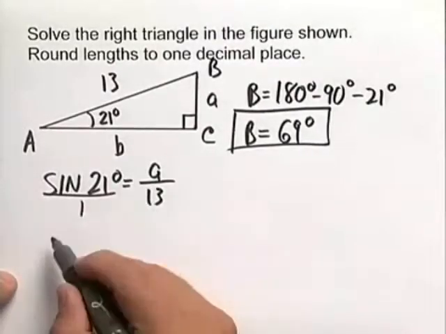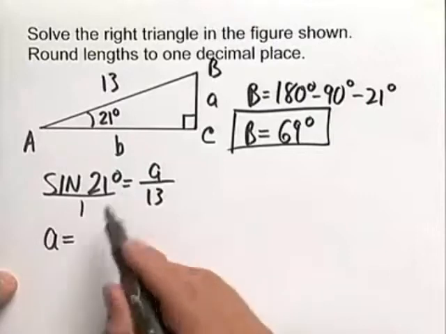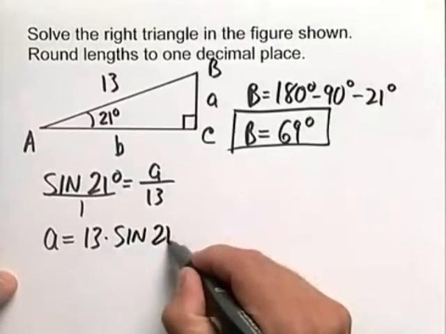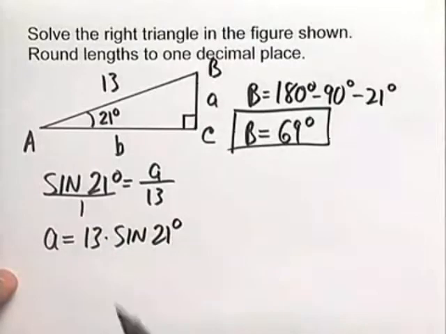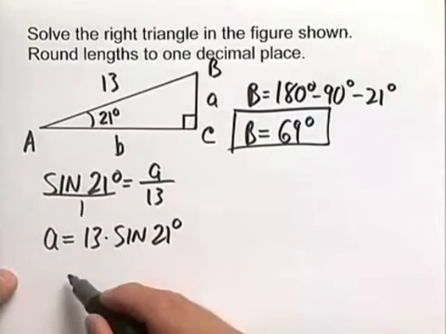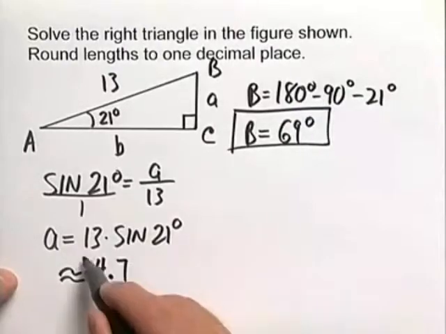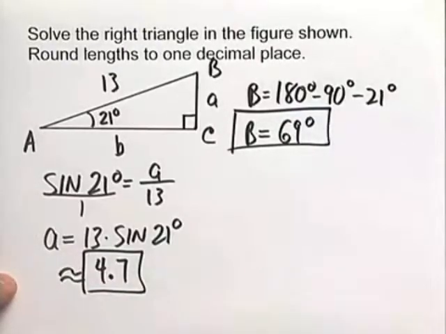Think of these as a proportion. Do a quick little cross multiply. We know that A is equal to 13 times the sine of 21 degrees. Make sure that your calculator is in degree mode. Fire that in there, and we're going to get an approximate value of 4.7 units for side A in this case. They wanted this to one decimal place.